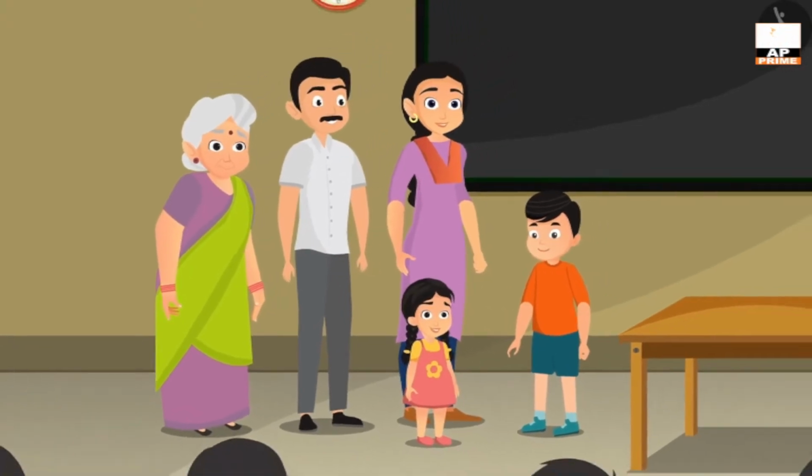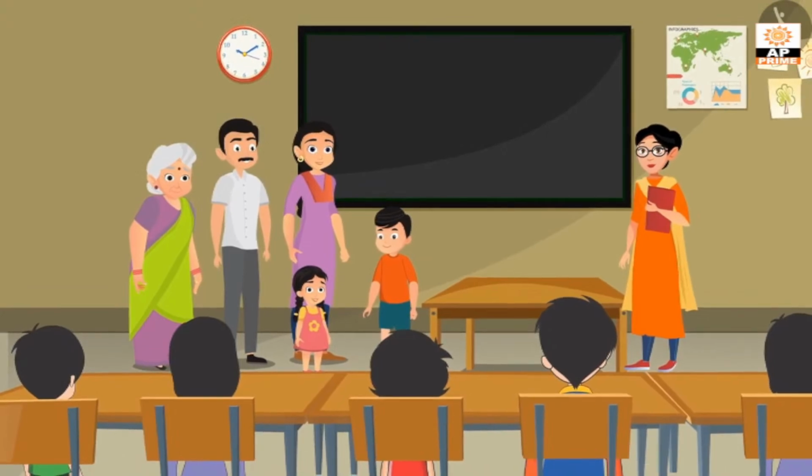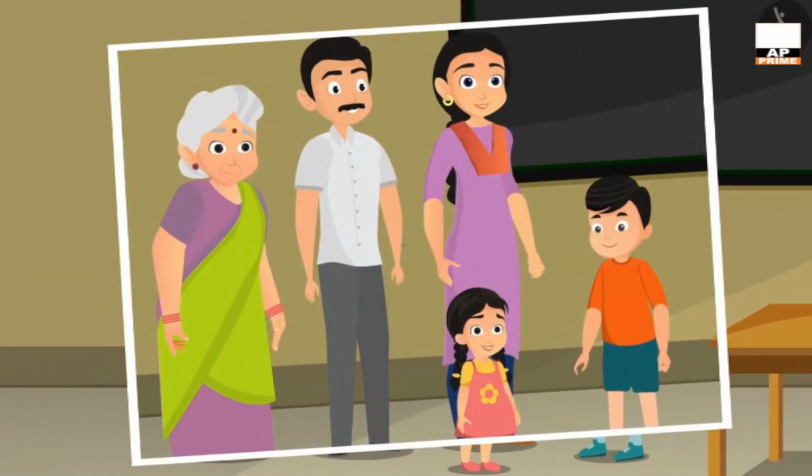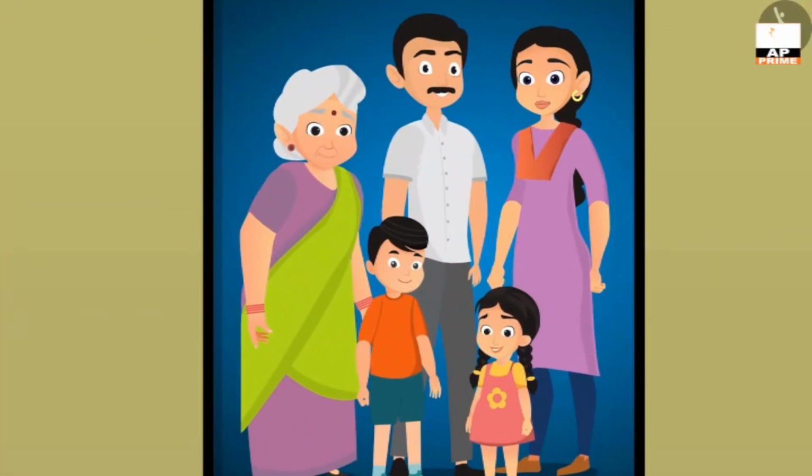The class was happy to meet Raju's family. Before leaving the school, they got a family picture clicked and came back home. Come, let's take a close look at Raju's family photo. Think, what is the relationship between different members of the family?